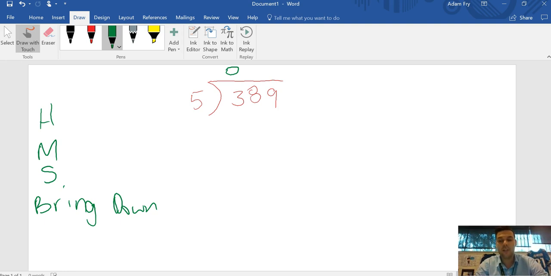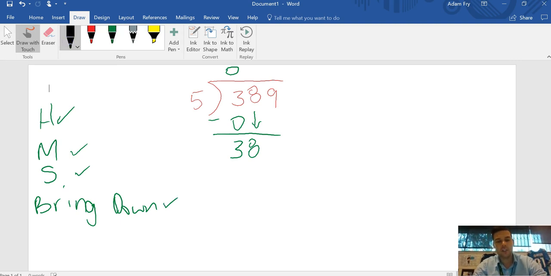Then what does M represent? Well, we've done the how many. Now we've got M, which is multiply. So 5 times 0 equals 0. We then subtract. 3 take 0 equals 3. After subtract, we must bring down. So we bring down our 8. Okay, cool. So we've done all that step. Now, let's go back to the start again.